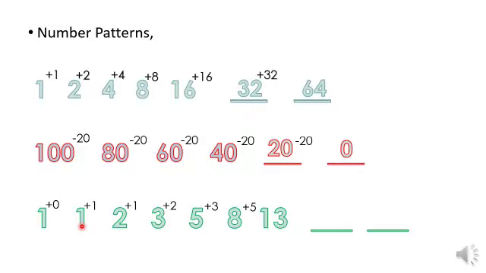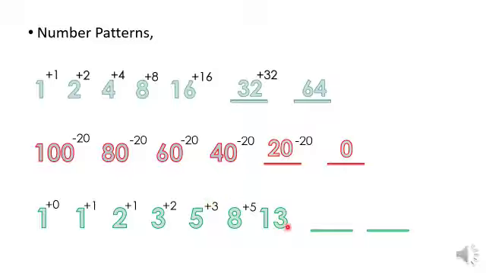Children, observe carefully. To this 1, if we add this 1, we get 2. To this 2, if we add this 1, we get 3. To this 3, if we add the previous 2, we get 5. To this 5, we add the previous 3, we get 8. So to every number here, the previous number is getting added.